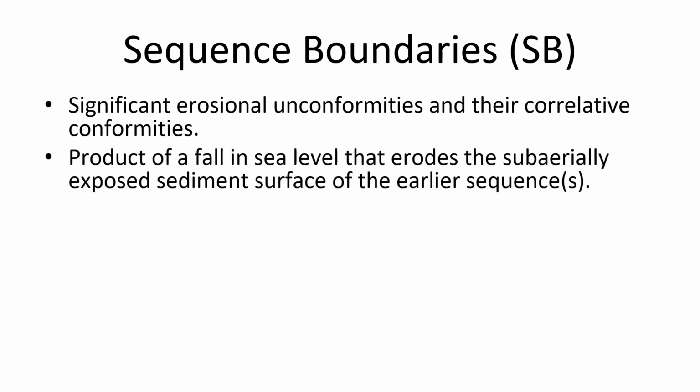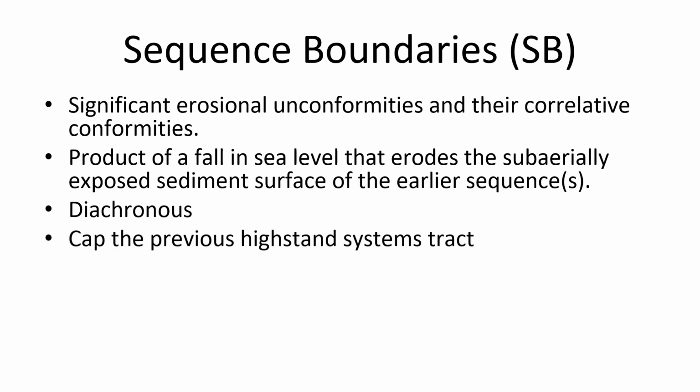So these are going to be the result of that fall in sea level that erodes away some of the subaerially exposed sediment that we had deposited in earlier sequences. So those red lines again. These are diachronous because they cross time boundaries. You can have unconformities that persist for long periods of time in one place and not elsewhere. They usually cap the previous highstand systems tract.